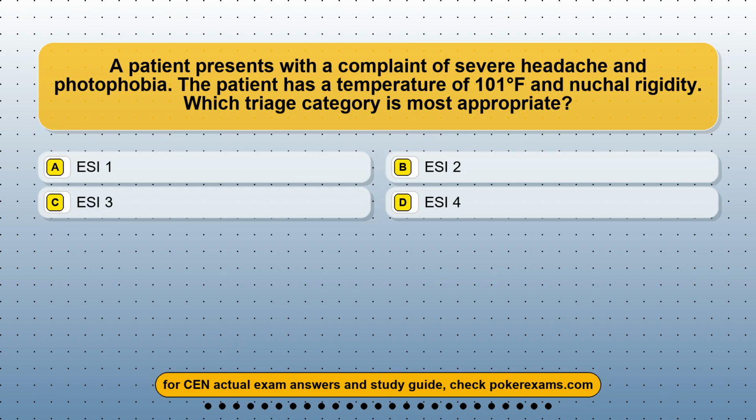Question 17. A patient presents with a complaint of severe headache and photophobia. The patient has a temperature of 101 degrees Fahrenheit and nuchal rigidity. Which triage category is most appropriate? Option A, ESI 1. Option B, ESI 2. Option C, ESI 3. Option D, ESI 4.